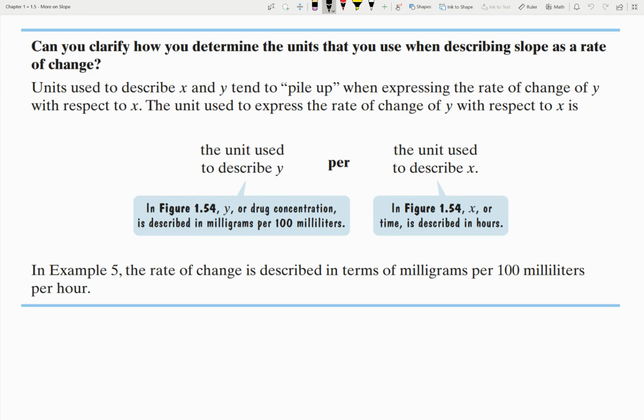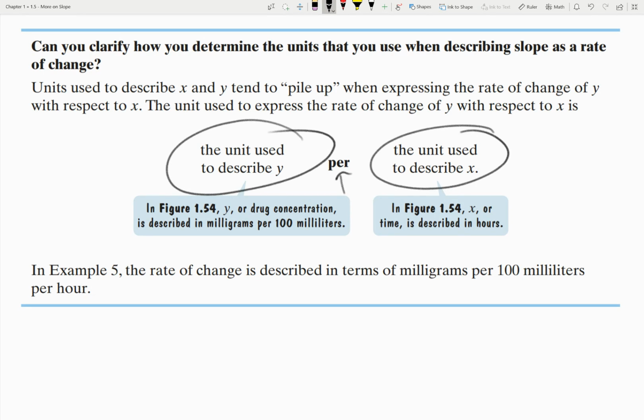Okay. So, can you clarify how to determine the units that you use when describing slope as a rate of change? We always do exactly what we did. The unit for y per the unit per x. Just pile them up, one per the other. Okay.